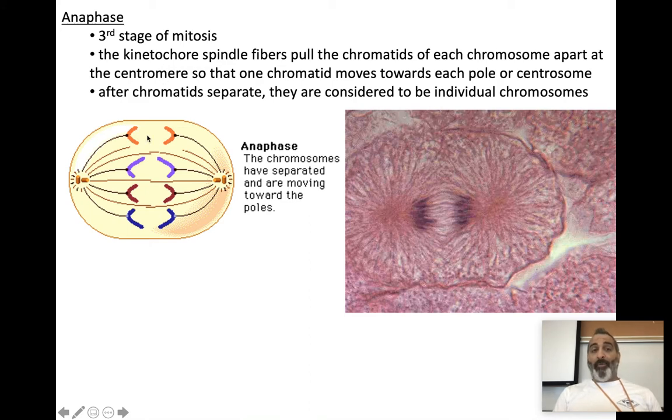So anaphase, apart: the chromosomes separate, they get pulled apart into chromatids. Even though these are half of an original chromosome, these chromatids are now considered full chromosomes. And this is showing you a picture. The spindle is going across, this is the centrosome, and it's pulling them towards a different direction.